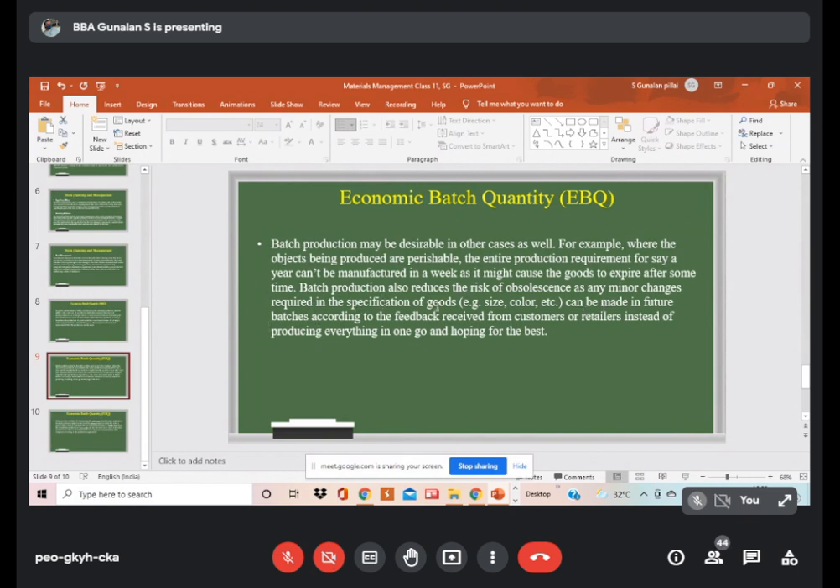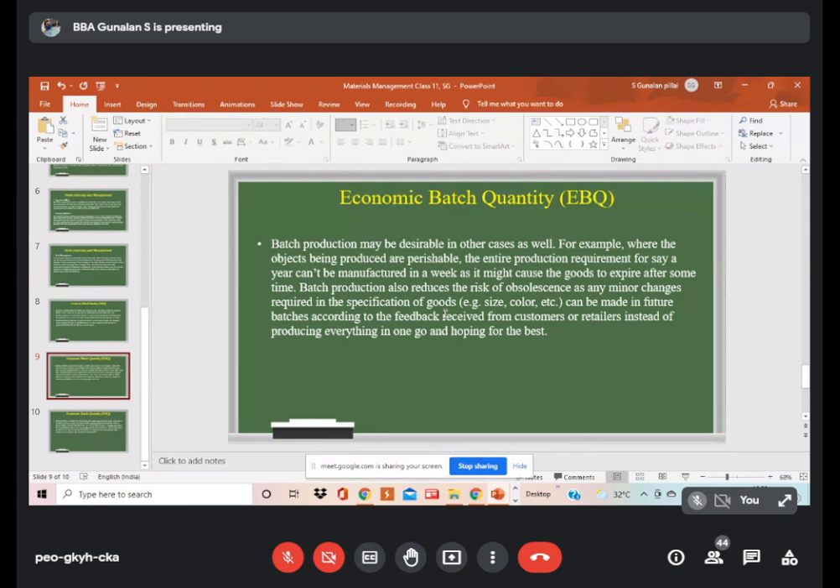Batch production also reduces the risk of obsolescence, as many minor changes may be required in the specification of goods, depending upon the color or size of the product. Changes can be made in future batches according to the feedback received from the customers. If you are producing millions of products in a single batch and the customers are not satisfied with the color or size of the product, then you cannot replace it. But if you are doing it in batches, you can easily change it.